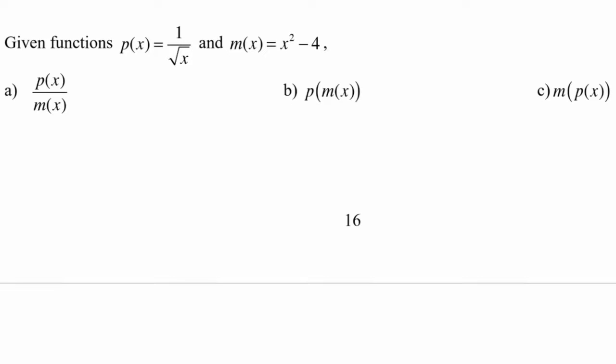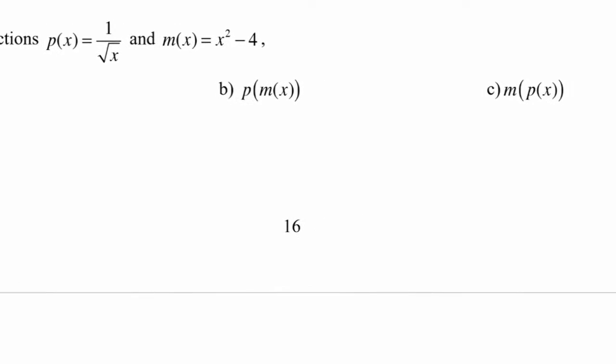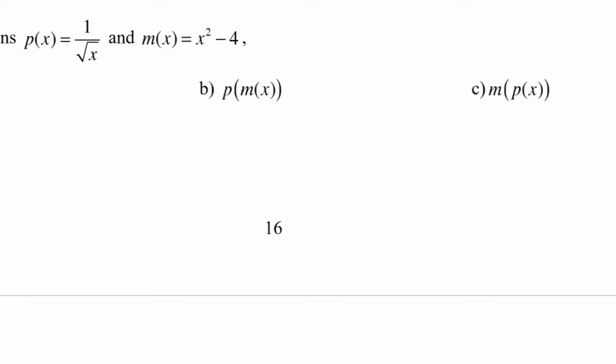Let's take a look at another example that features composition of functions. We are given the functions p of x equals 1 over the square root of x, and m of x equals x squared minus 4. We're going to be asked to find p of m of x.